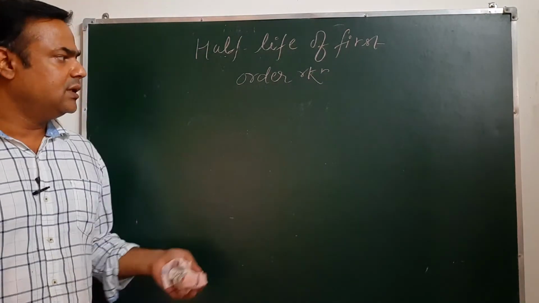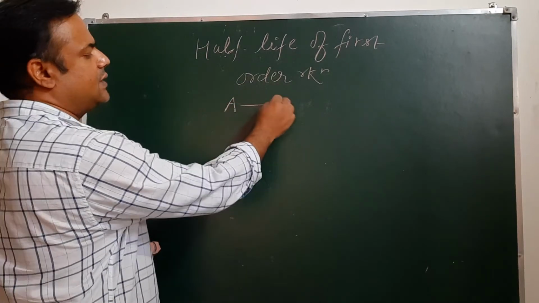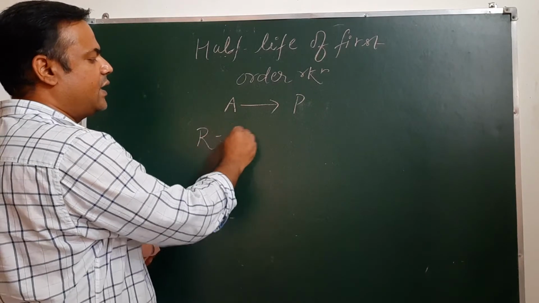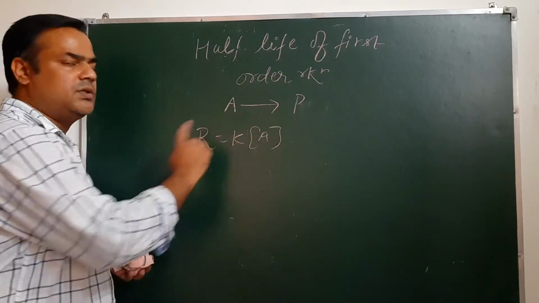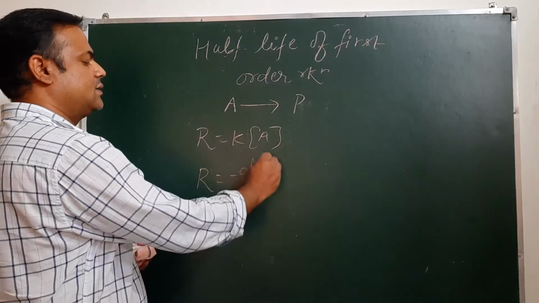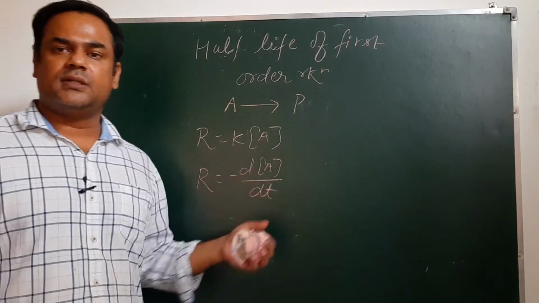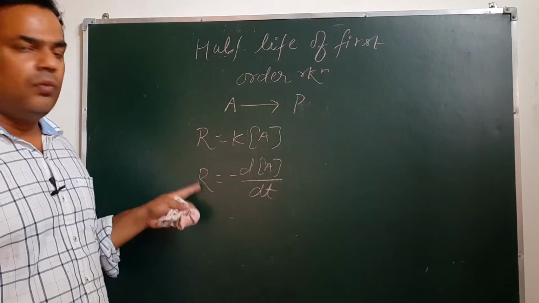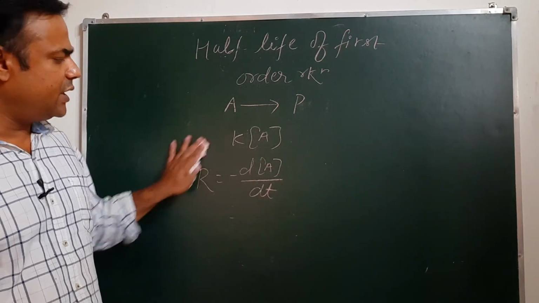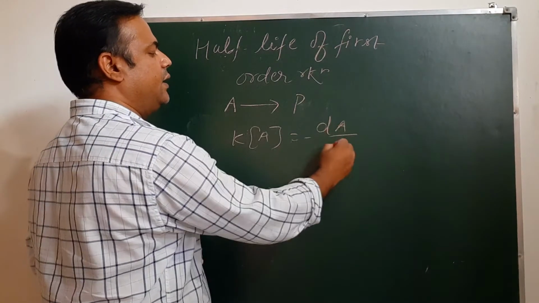Now we will see the derivation for first order reaction. Suppose in any chemical reaction reactant A is converting into product P, then we write R equals to K concentration of A. Also we can write rate equals to minus dA upon dt. Both are rate, so we can equate both equations. Then we can write K A equals to minus dA by dt.